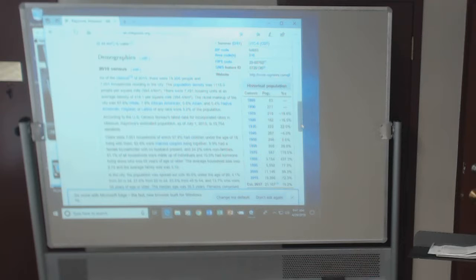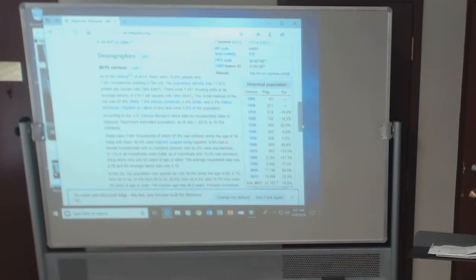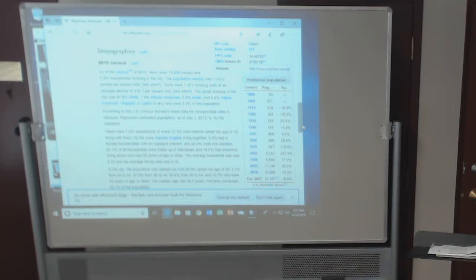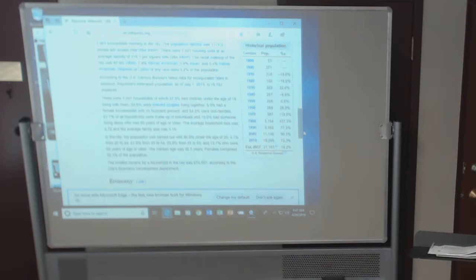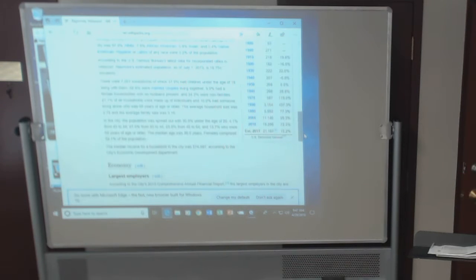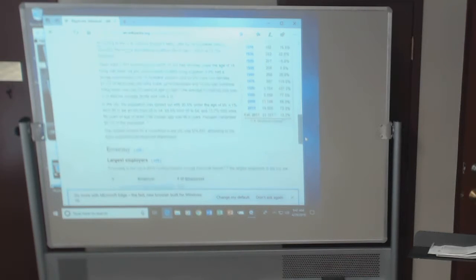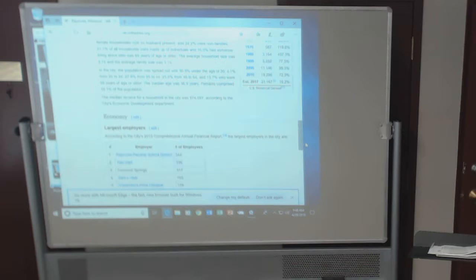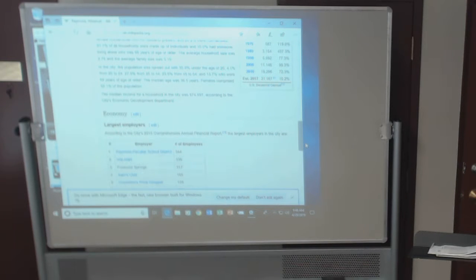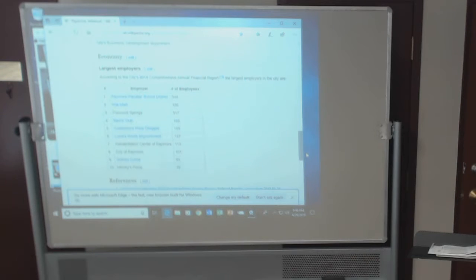The racial makeup is 87% white, 7.8% African American, 1% Asian, and 0.5% Native American. Hispanic or Latino make up about 3%. There were 7,000 households, with 37% having children under 18. 62% are married. That census stuff really tells you a lot about a city, doesn't it? The median income is $74,000, according to the city's economic development.